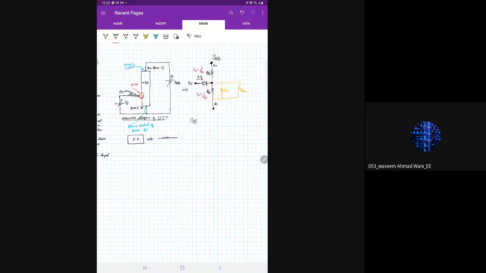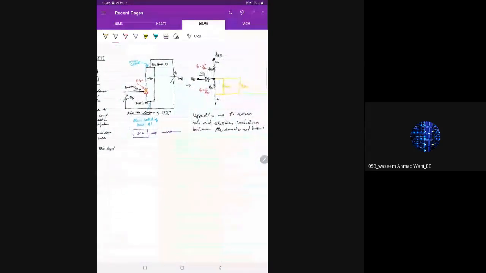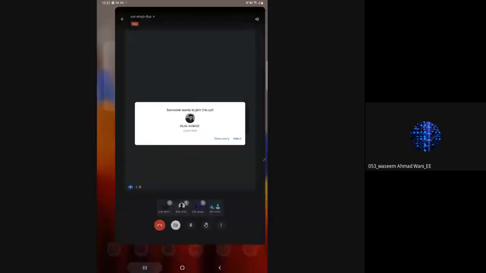GP and GN are the excess hole and electron conductances between the emitter and base B1. Okay, that is what GP and GN are.